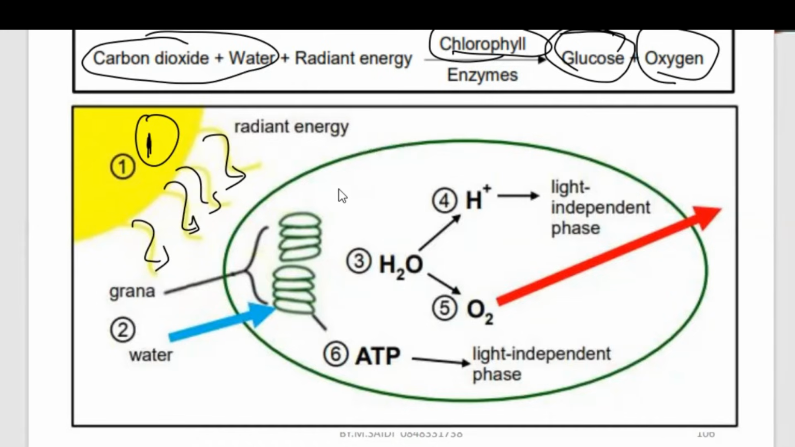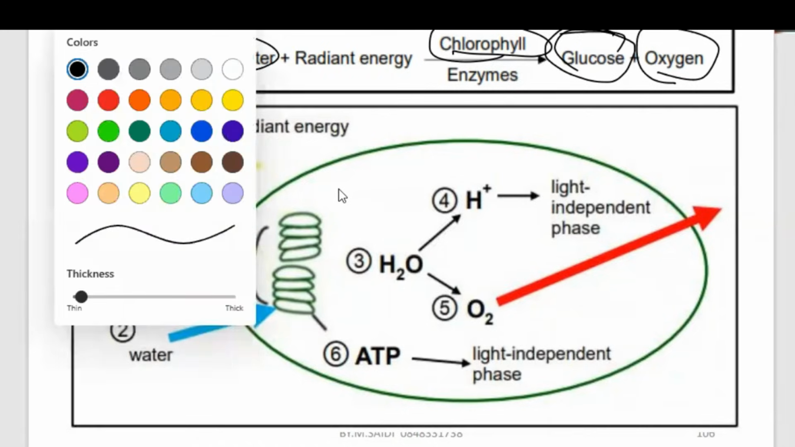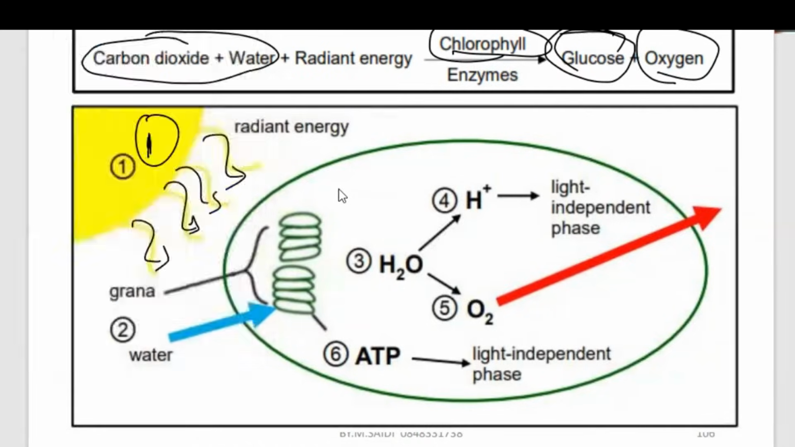And then once sunlight is trapped, what is next? The light is trapped in the grana. If one is called a granum, we call them grana, but each of them we call a thylakoid. So it is trapped inside the thylakoids or the grana. So this light is very important. What is the function of light?